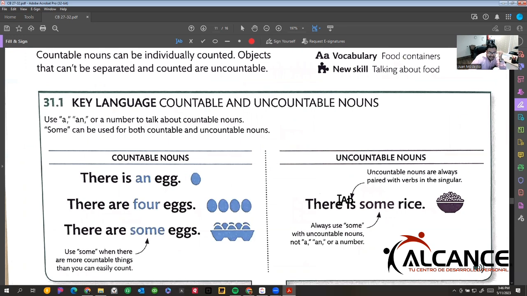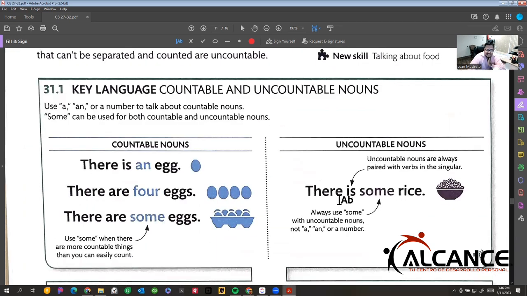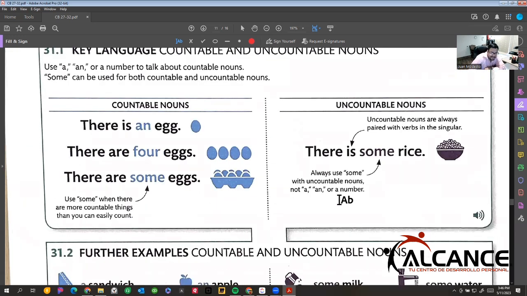Okay, for this one, this is how we count things. Así es como se cuenta. When you only have one thing, you would say an. There's an egg. When you have something that you can count, you would say the number. So because you can count 1, 2, 3, 4, you would specify how many eggs you have. There are 4 eggs. You would say that.